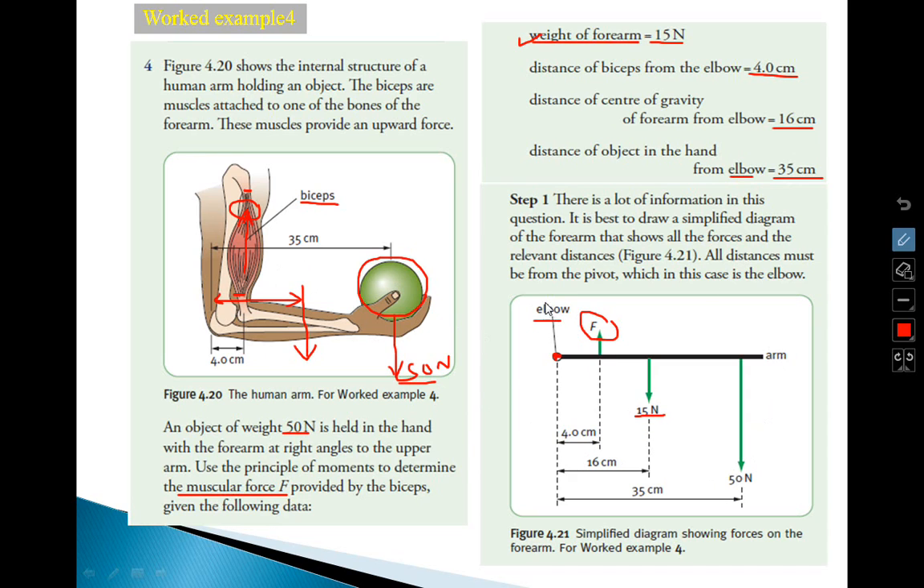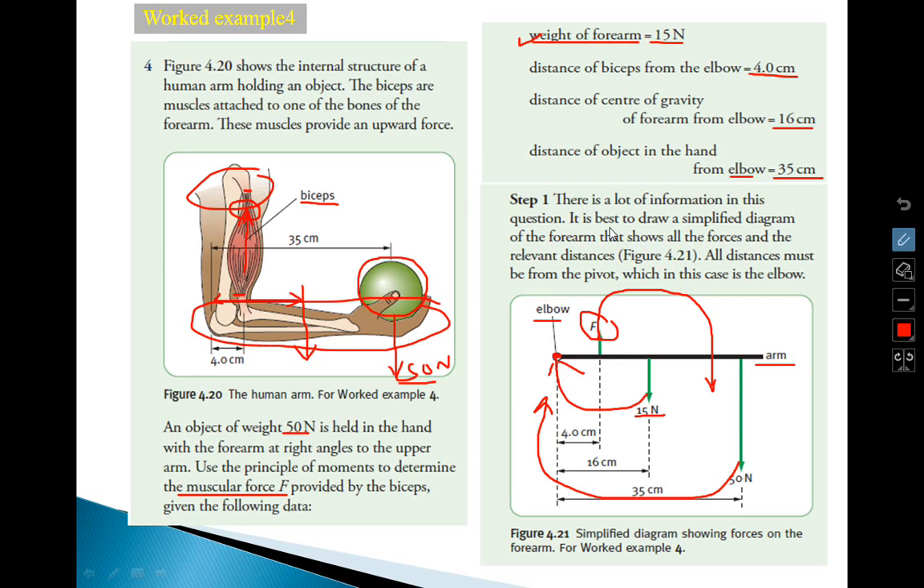We have an elbow. This is the elbow here. And this is the arm here. What we have here are three forces. This one, the muscular force F. This one acts where? This one is clockwise. This one as well is clockwise. This one is clockwise. So all the forces here are acting clockwise.